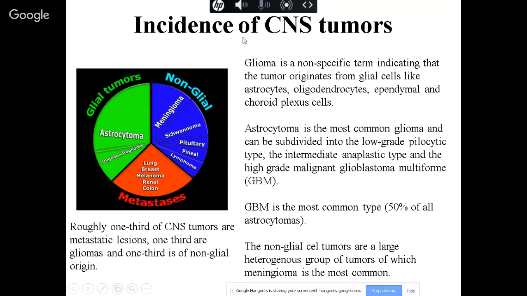So you look at this, what's the incidence of the brain tumor? Roughly, one-third is metastatic lesion, one-third is glioma, and one-third is non-glioma. This is just roughly. Glioma is a non-specific term indicating a tumor originating from glial cells like the oligodendrocyte, ependymal, and choroidal cell. Astrocytoma is the most common, am I right? The typical is GBM. GBM is the most common, 50% of all the astrocytoma. And the non-glial tumor is a heterogeneous group, including meningioma, schwannoma, pituitary, pineal, and lymphoma. So roughly one-third is MET, one-third is glioma, and one-third is non-glioma.